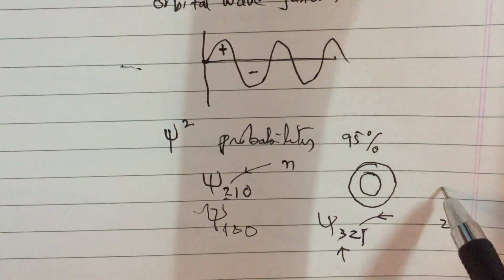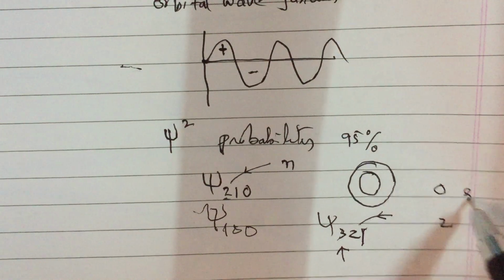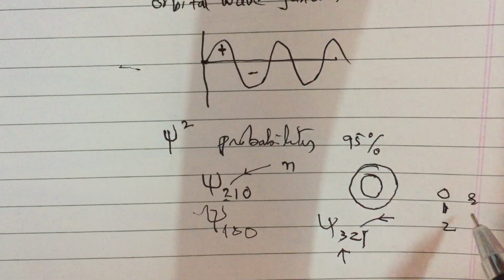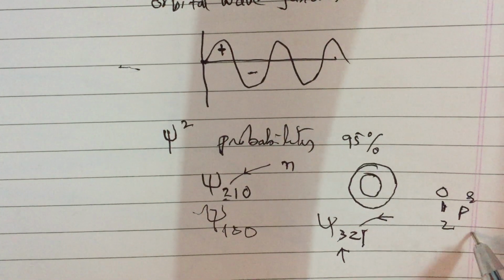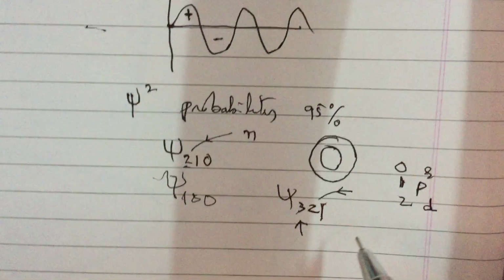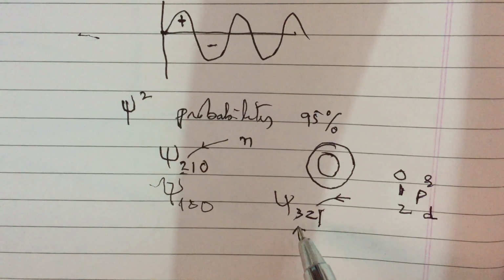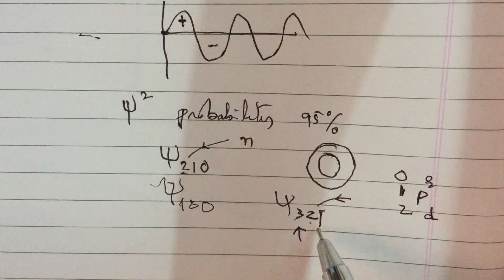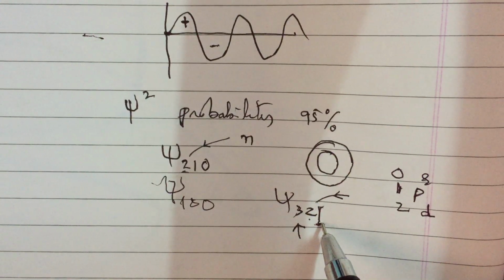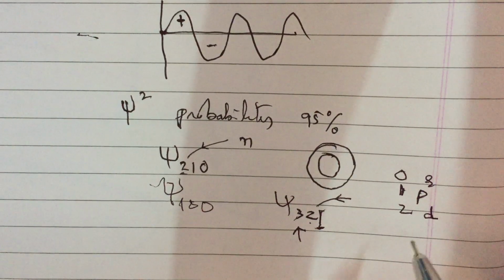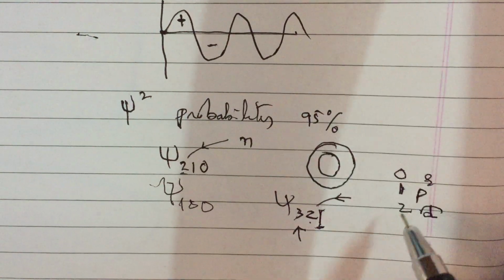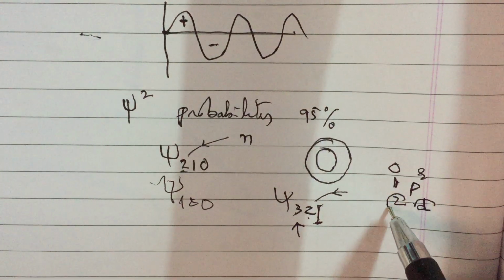If angular momentum quantum number is 0, you know it is s orbital. If it is 1, it is called p orbital. If it is 2, it is called d orbital. So you are talking of third energy level d orbital, whose magnetic quantum number is 1. Magnetic quantum number depends on the value of the azimuthal quantum number.